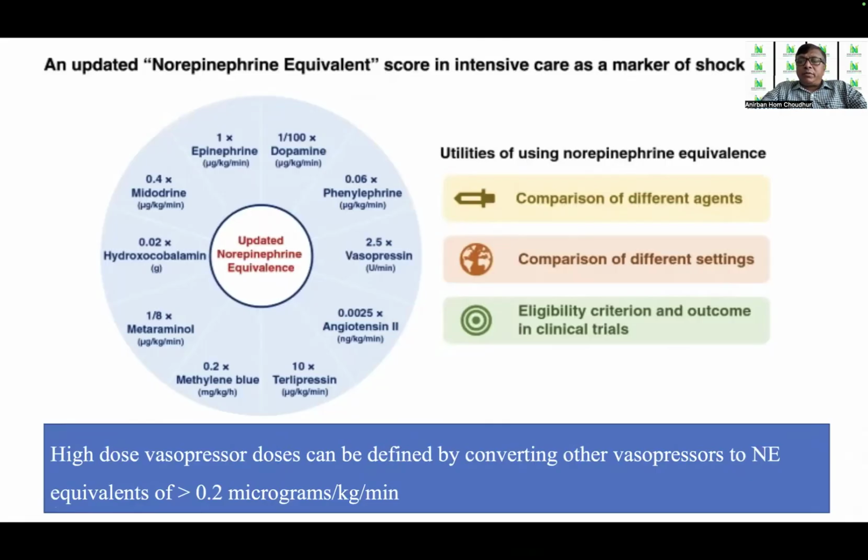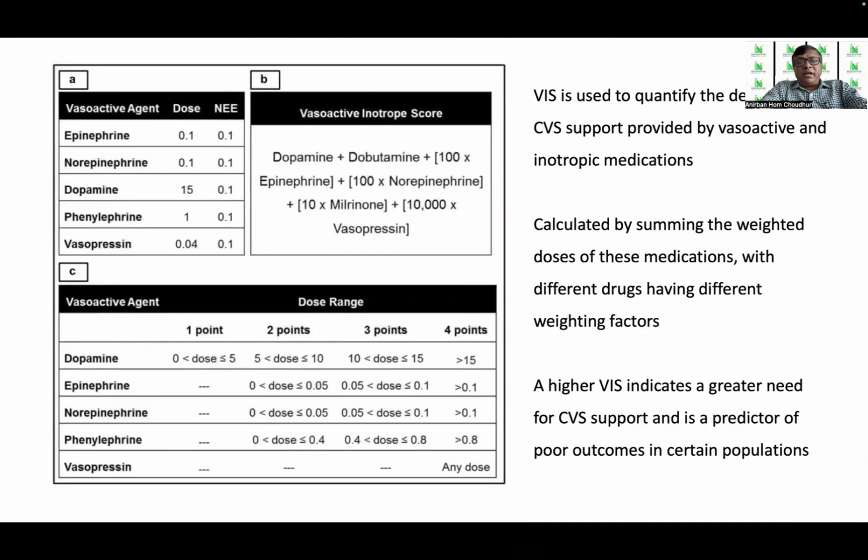So whatever may be the factor, we usually accept a dose which is more than 5 mics per kg per minute as the highest permissible dose, or in other words, in simple calculations, a dose of more than 300 mics of norepinephrine going, or more than 100 mics per minute of epinephrine going, is considered as a maximum permissible dose. There is one more score which is used to quantify the degree of cardiovascular support which is provided by the vasopressors and inotropes, and this is called the vasoactive inotrope score.